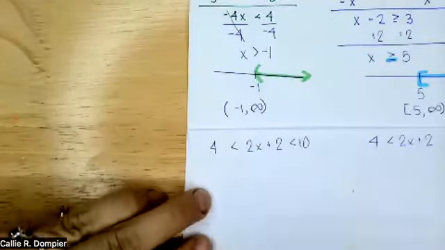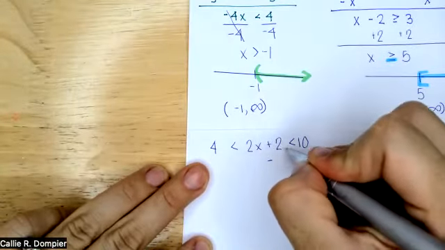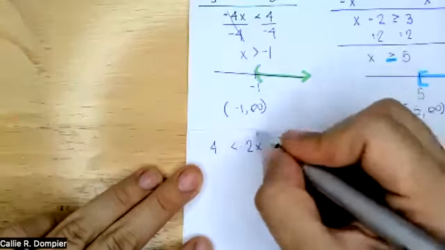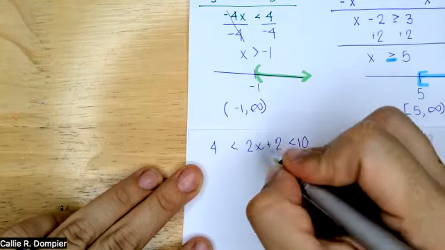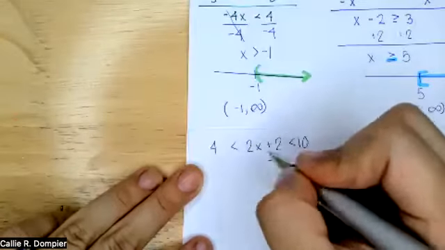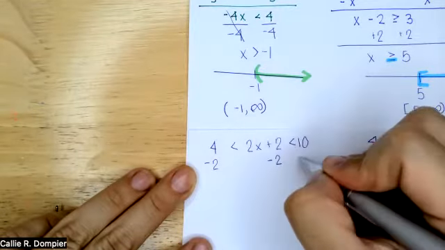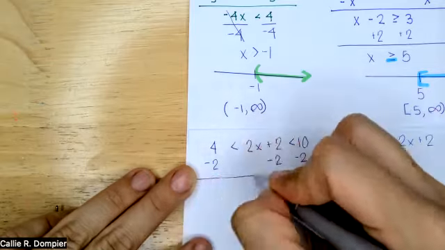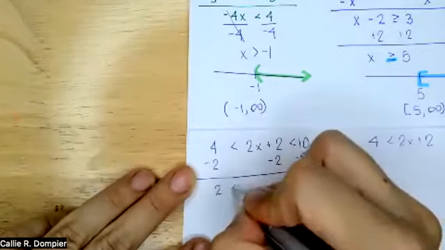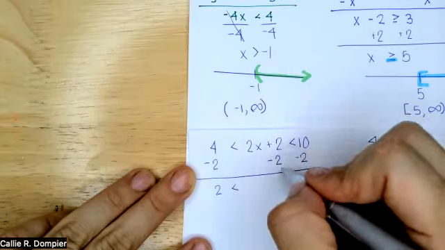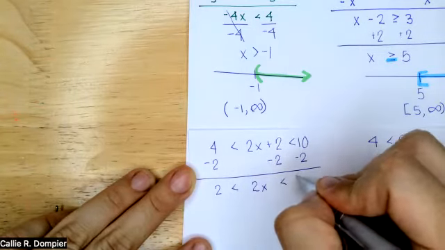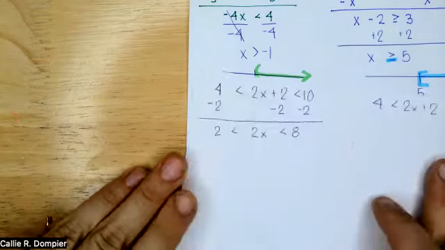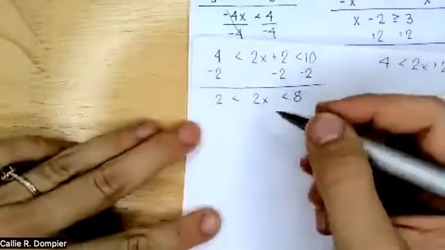While we do have 3 sides, we just do every step we're doing to the middle to get x alone to all 3 of the sides. So here x is being added to 2, so we're going to subtract 2 from all the sides. 4 minus 2 is 2. 2x plus 2 minus 2 is just 2x. And then 10 minus 2 is 8. Good.